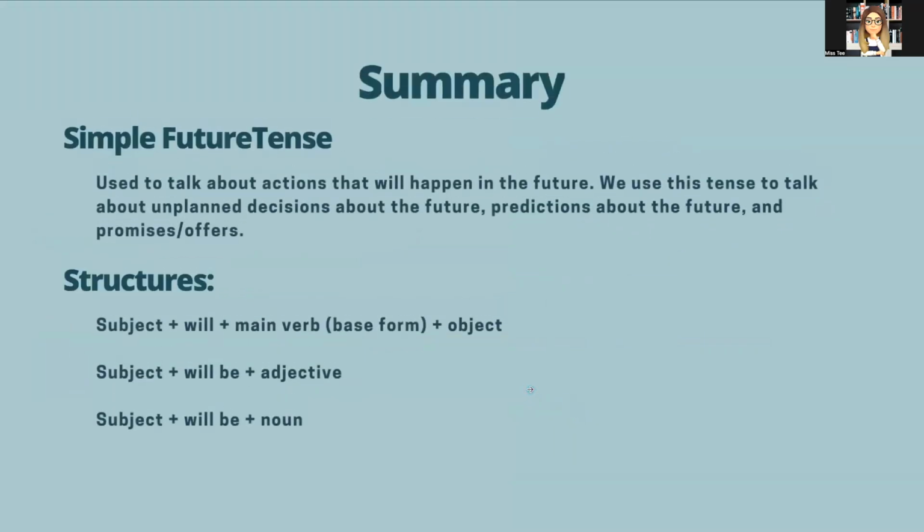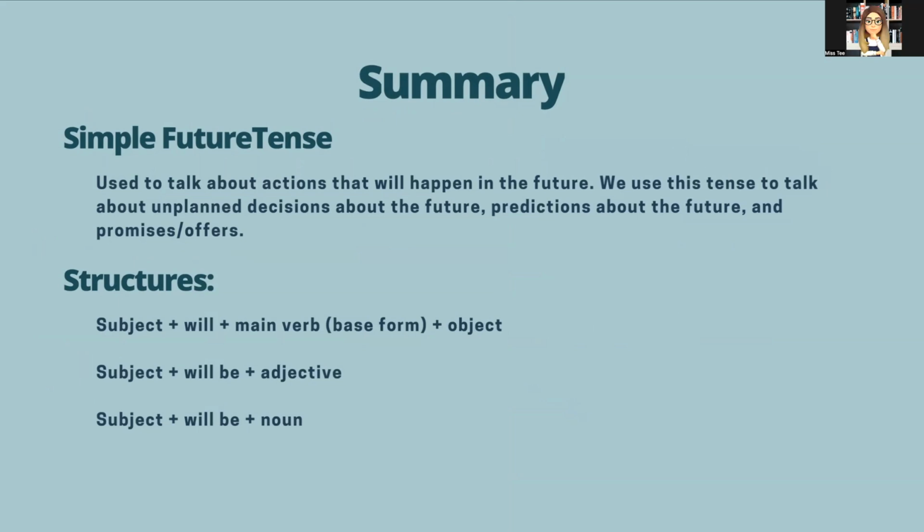So to summarize what we've talked about, we are using the simple future tense to talk about actions that will happen in the future. We use this tense to talk about unplanned decisions about the future and predictions about the future, as well as promises or offers that will happen in the future.